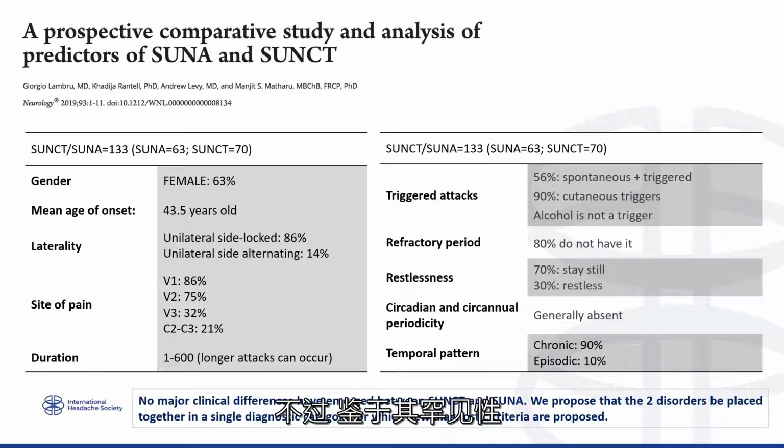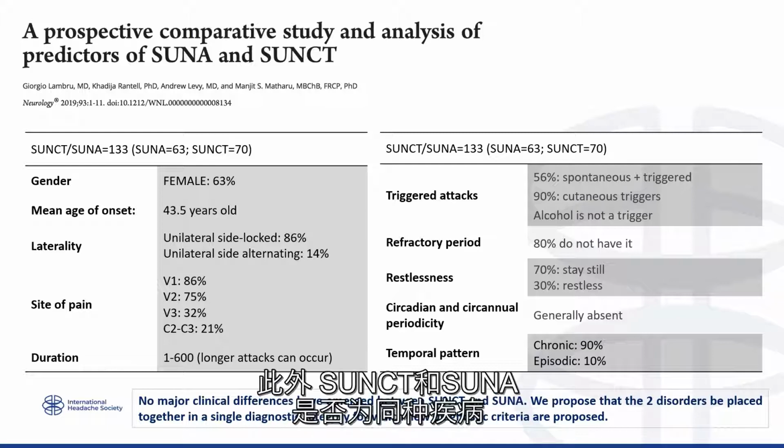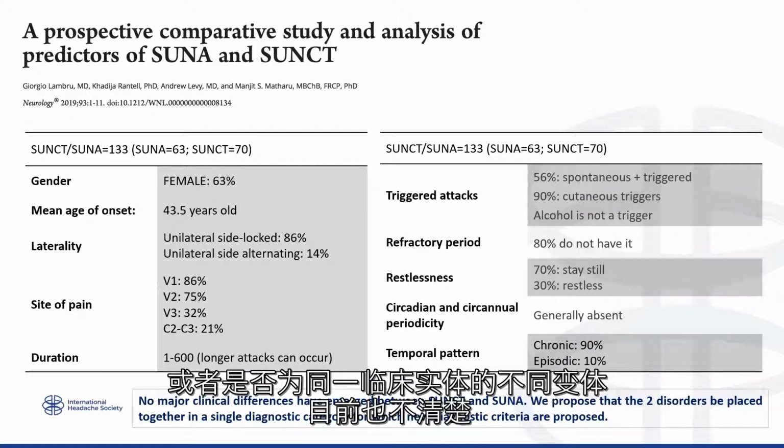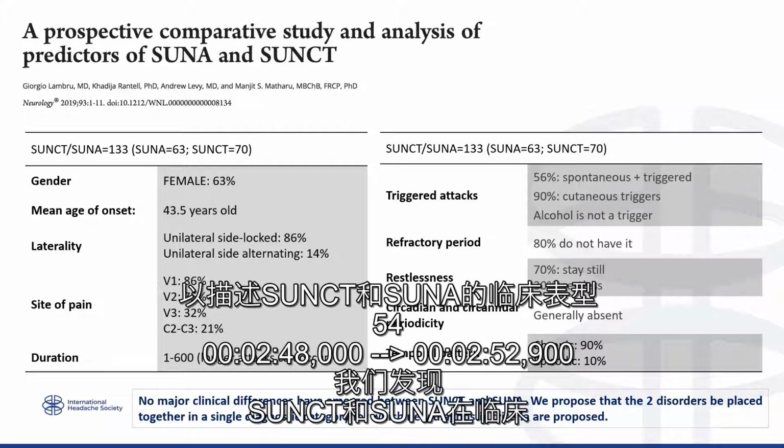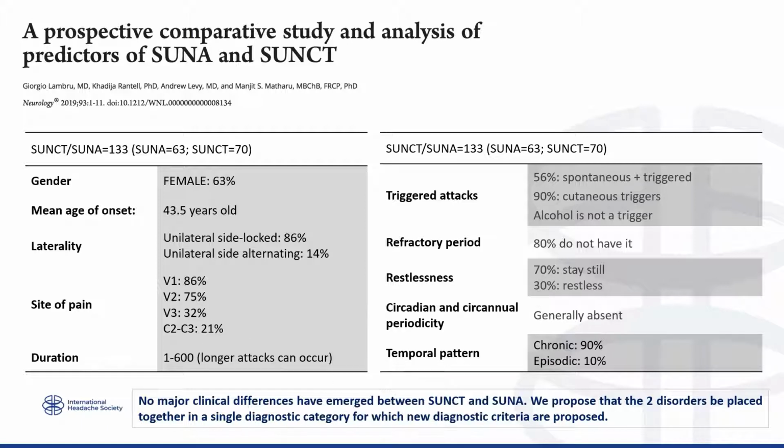However, given the rarity of this condition, up until recently the SUNA phenotype wasn't fully detailed in the literature, and it wasn't clear whether SUNCT and SUNA were different disorders or whether they were variants of the same clinical entity. For this reason, we conducted a prospective study describing the phenotype of SUNCT and SUNA in a large group of patients and compared their clinical characteristics. Our analysis suggested that there were no major clinical differences between SUNCT and SUNA phenotypes, and we therefore propose that the two disorders are placed together under a single diagnostic category.